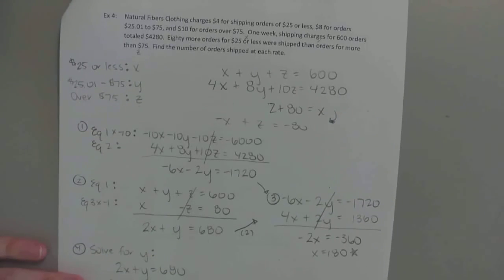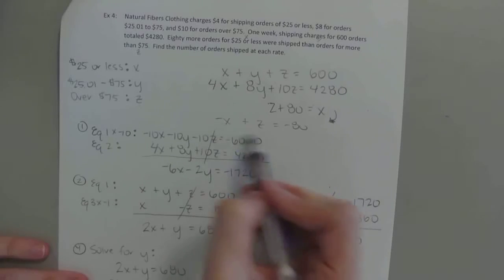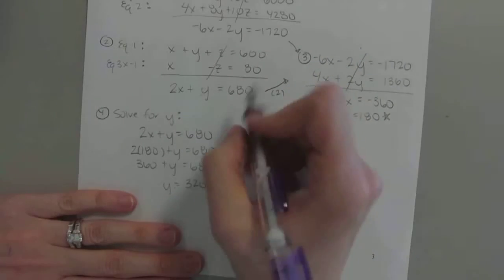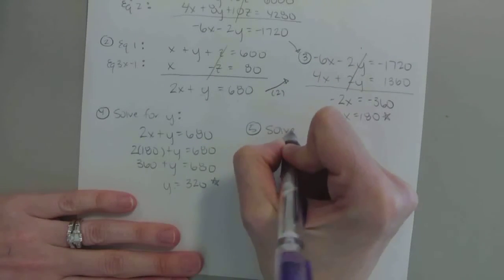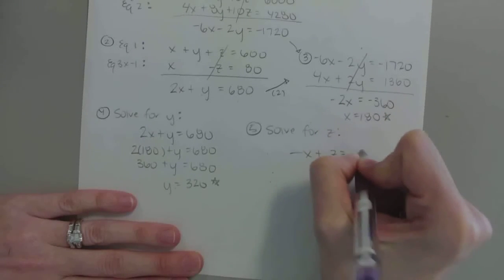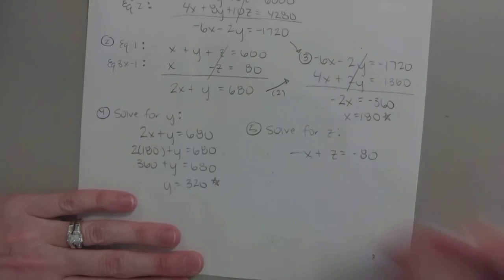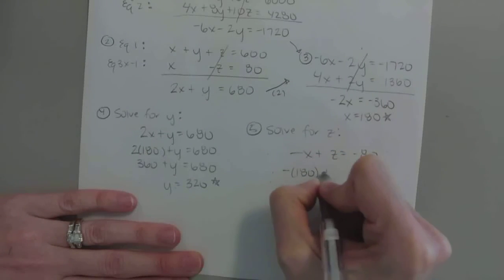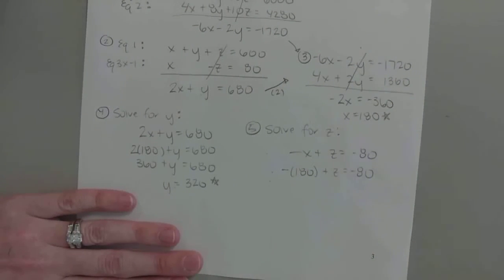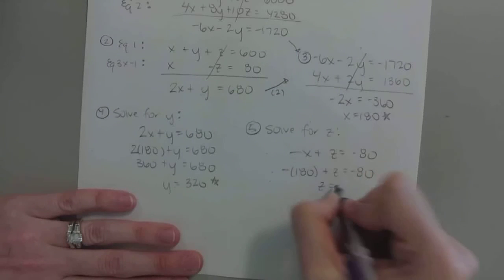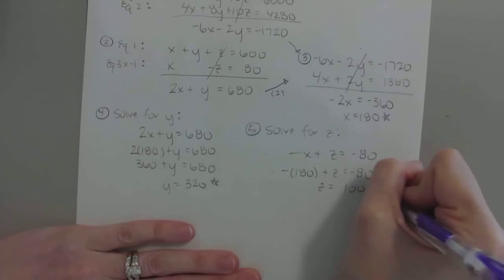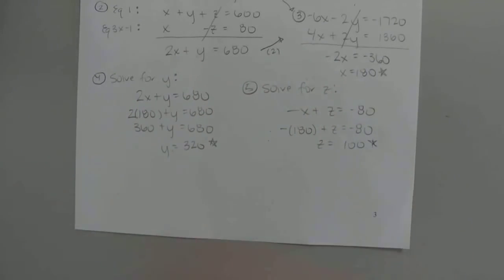So what does that mean? It means we had 320 orders that were between that $25, $75 range. All right, then you go back to the originals, any of these three, just pick him because he's easy, right? Because you have x, so we can solve for z pretty easily. So step number five, we're going to solve for z. I'm going to use my original equation, negative x plus z equals negative 80. You could have used any of the three, okay? So negative 180 plus z equals negative 80. Since he's a negative 180, I'm just going to add him over. So z equals 100.